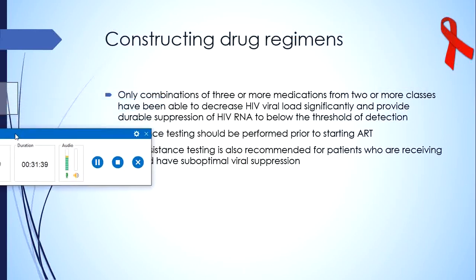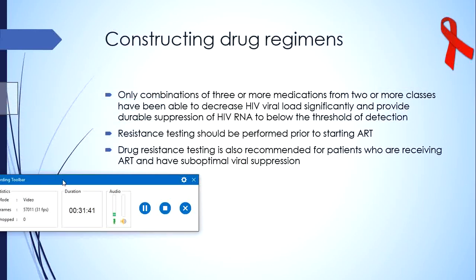Then finally, constructing drug regimens. The basic principle is that only combinations of 3 or more medications from 2 or more classes have been able to decrease HIV viral load significantly and provide durable suppression of HIV RNA to below the threshold of detection. This is important because, number one, single or 2 drugs are not so efficient, and moreover there are more chances of developing resistance to these drugs.